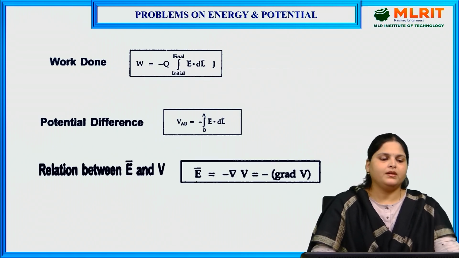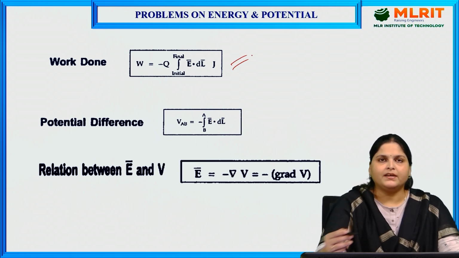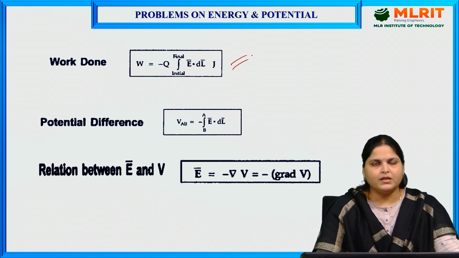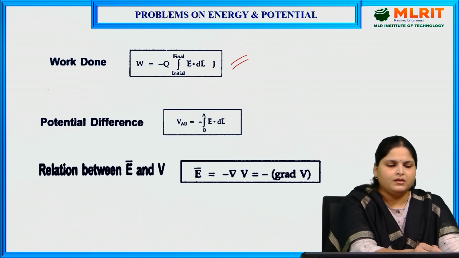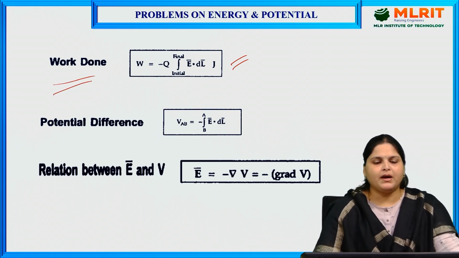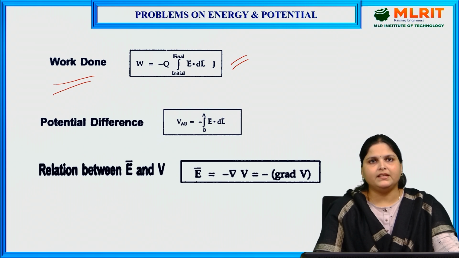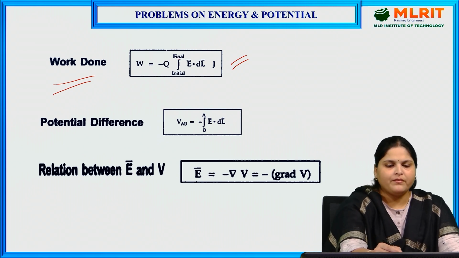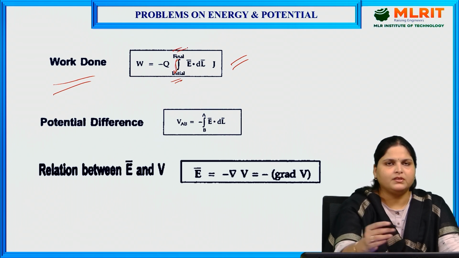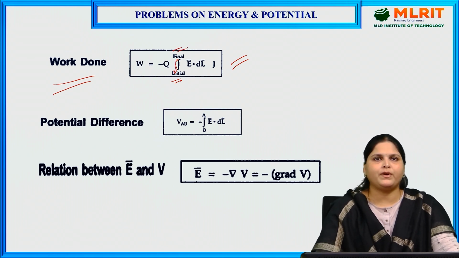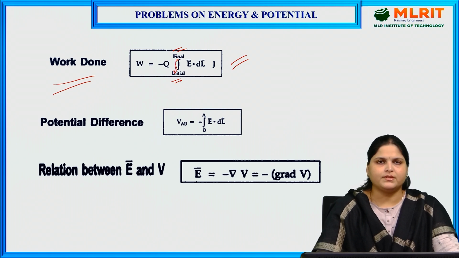Before we start the problems, we'll just go through the formulas once. Work done is given by W is equal to minus Q integration of E dot dl, joules, where the limit of integration will be initially some limit and then the final value.